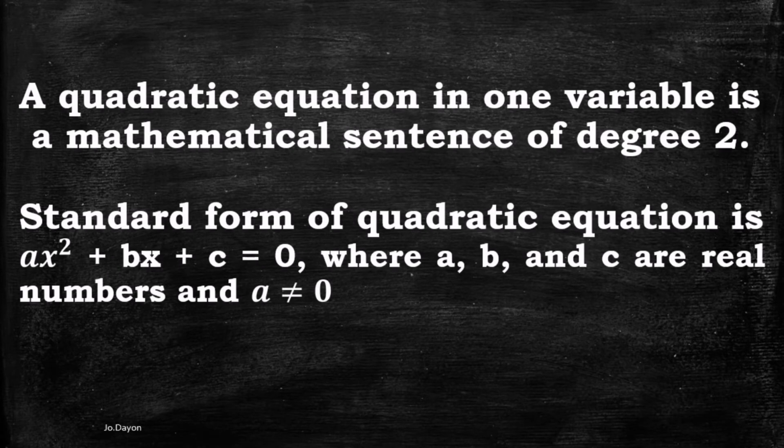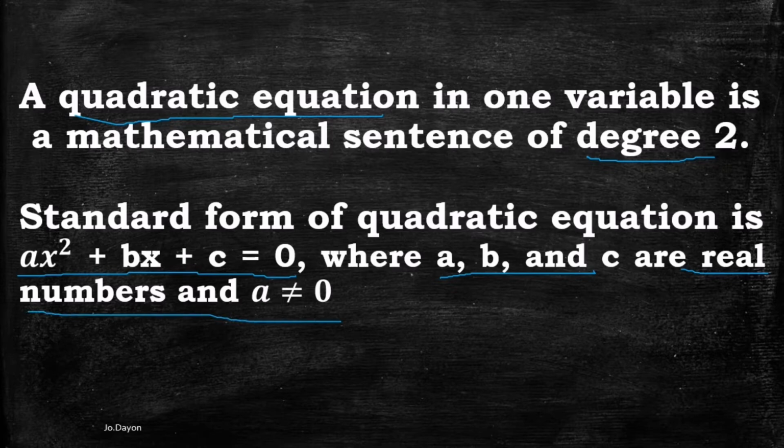Now, what is a quadratic equation? Quadratic equation in one variable is a mathematical sentence of degree 2. Meaning to say that the highest exponent is only 2. The standard form of a quadratic equation is ax squared plus bx plus c equals 0, where a, b, and c are real numbers and a is not equal to 0.